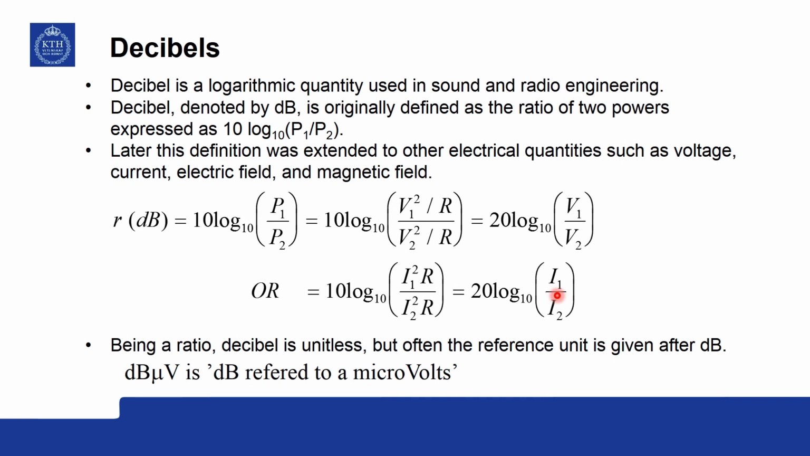So, being a ratio, decibel is unitless, but we refer to it as dB microvolt, dB referred to a microvolt, or dB watt, dB referred to a watt, or dBm, dB referred to milliwatt, or millivolt and things like that. And if it is voltage or current, we define it as 20 log the ratio. If it is power, 10 log the ratio.